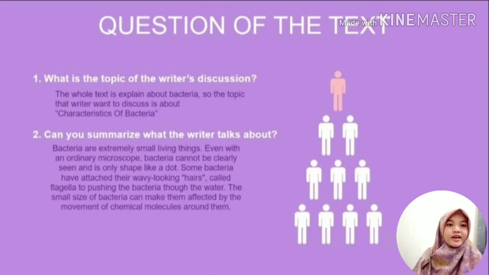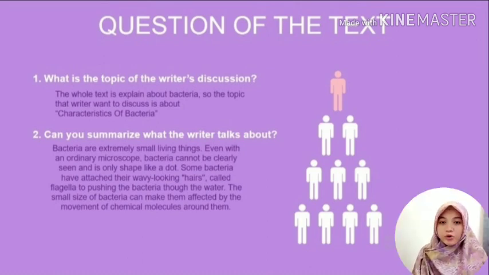The whole text is telling about bacteria, and size, and structure. So the topic of the text is about the characteristics of bacteria.